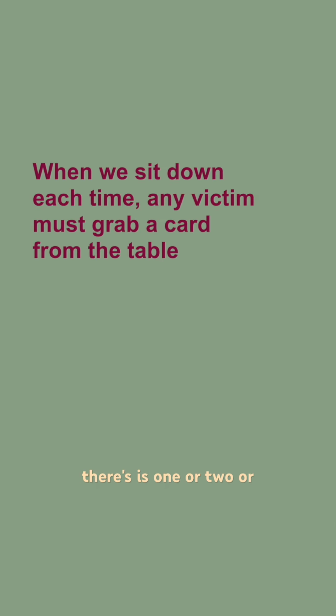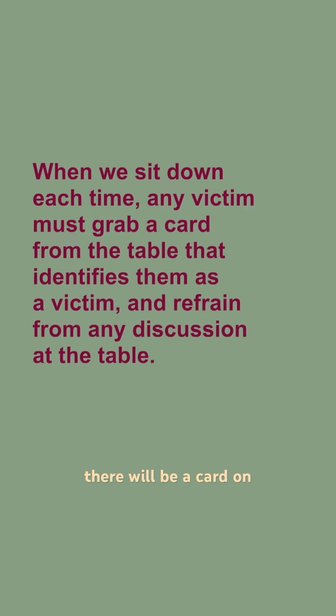Right when we sit down, any victim, if there's 1 or 2 or none, there will be a card on the table that says victim. As we are sitting down, those victims have to grab those cards and put them with them to mark that they are a victim. The victims cannot speak for the rest of the discussions after they are marked.